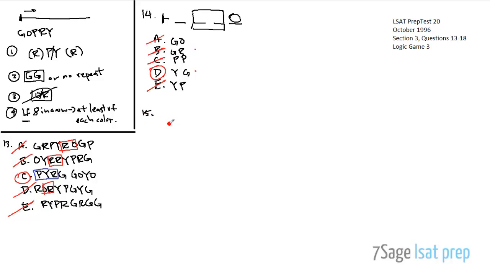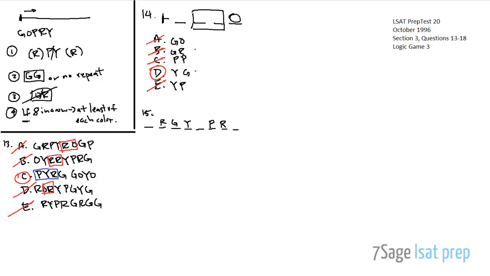Okay, 15. If on an 8-bead strand, the second, third, and fourth beads are red, green, yellow, and the 6th and 7th are purple and red. Oh, they give us tons of information here. Which of the following must be true?